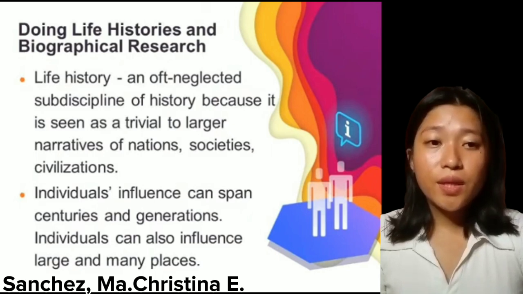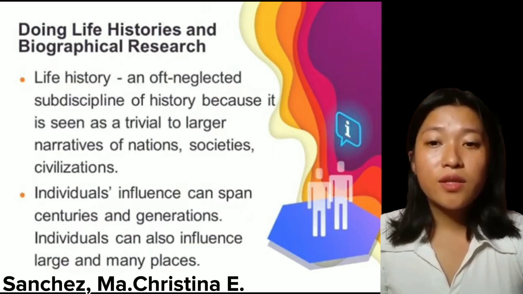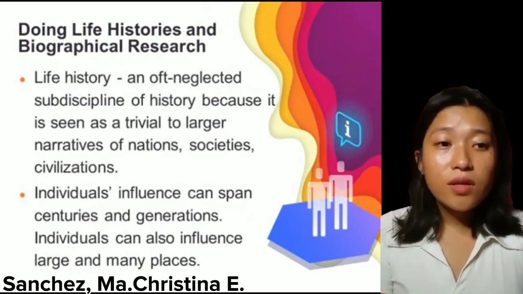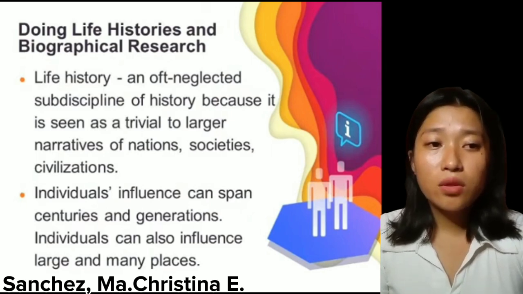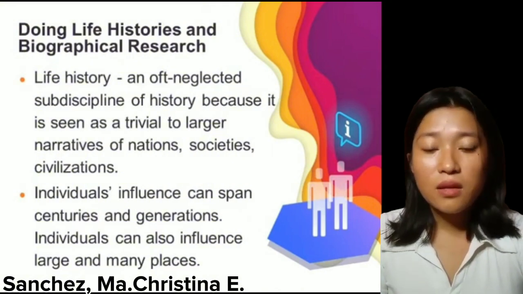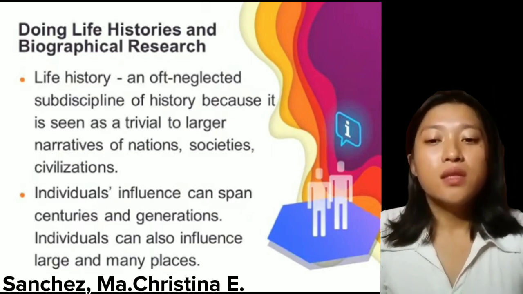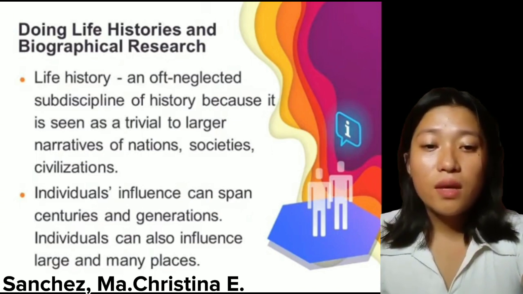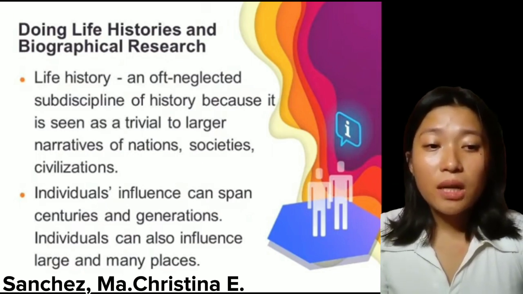Doing life history and biographical research. In doing life histories and biographical research, studying an individual is often incidental to a greater research studying a larger unit that he or she happened to contribute to. Life history is an often neglected discipline of history because it is seen as trivial to the larger narrative of nations, societies, and civilizations. Individuals influence centuries and generations. Individuals can also influence large and many places.